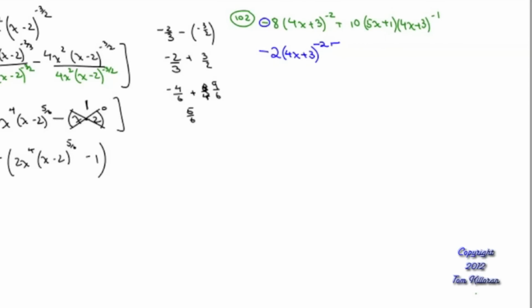What's going to be left behind? Well, I'm not going to show the division, but I'm just going to do it from here. Negative 8 divided by negative 2 is a positive 4. 4x plus 3 raised to the negative 2 divided by 4x plus 3 raised to the negative 2, well, they cancel. That gives you 1, and 1 times 4 is 4. Positive 10 divided by negative 2 is negative 5. The 5x plus 1 isn't going anywhere, so he just hangs out.